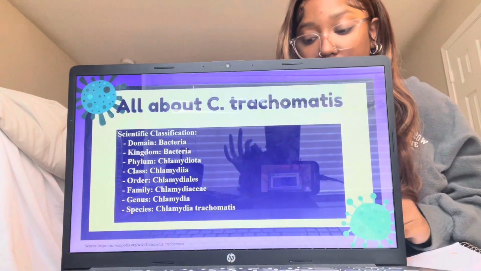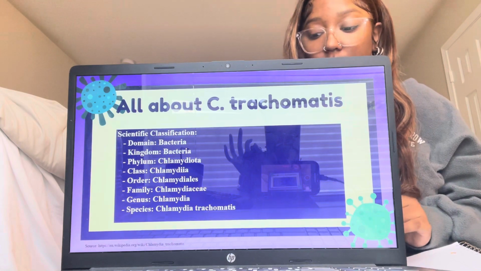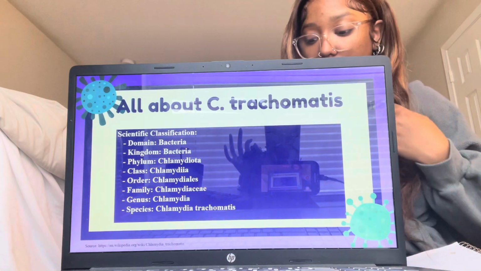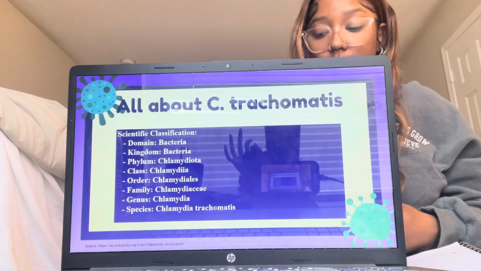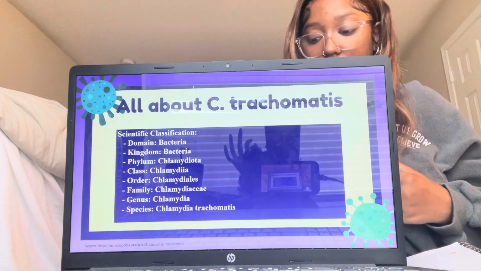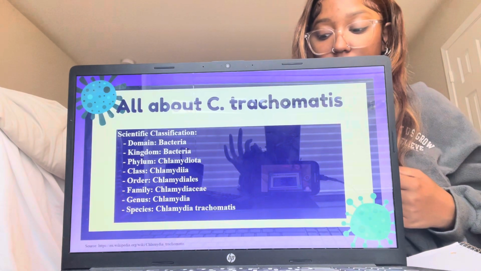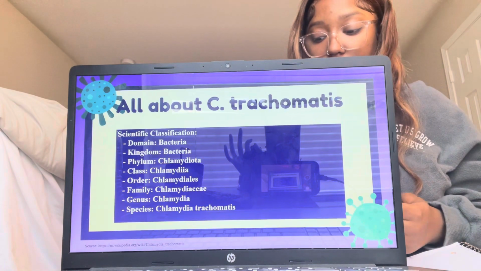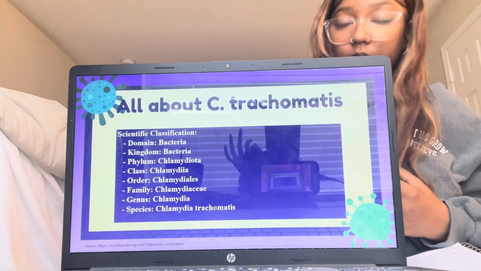Chlamydia's scientific classification: its domain is bacteria, along with its kingdom. Its phylum is Chlamydiota. Its class is Chlamydia. Its order is Chlamydiales. Its family is Chlamydiaceae, and its genus is Chlamydia. The species is also Chlamydia trachomatis.